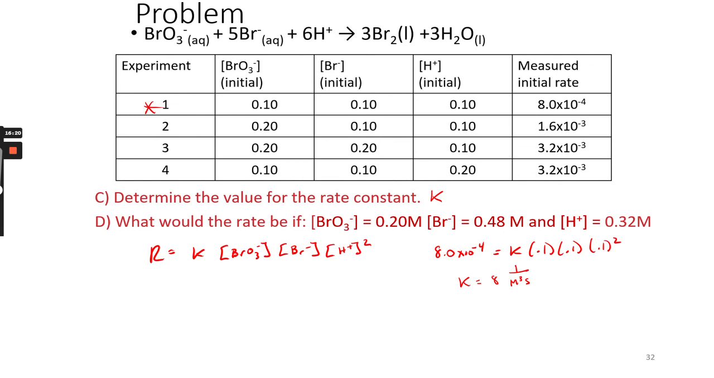Okay, now they're giving me concentrations and want me to actually calculate the rate. So now I know my K is 8 and the concentration of BrO3 is 0.2, the concentration of Br is 0.48, and the concentration of H plus is 0.32 squared. So when you plug all that in, you're going to get a rate of 0.079 moles per second. And that is the end of part 1.